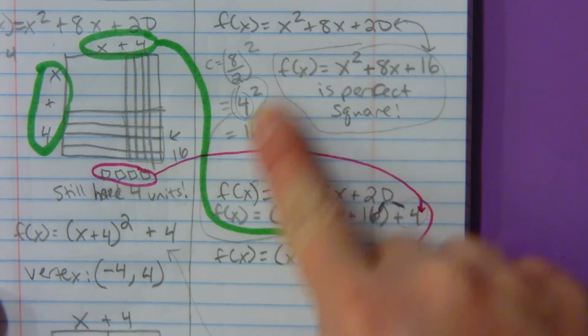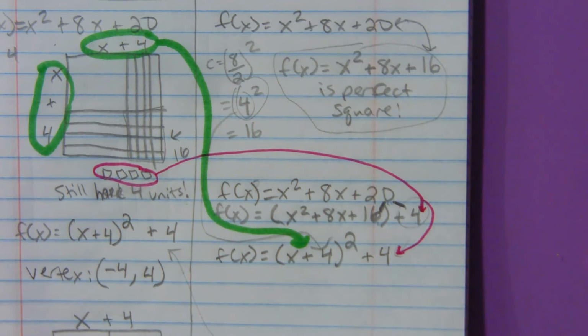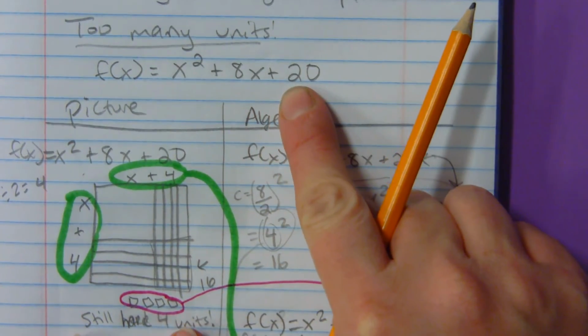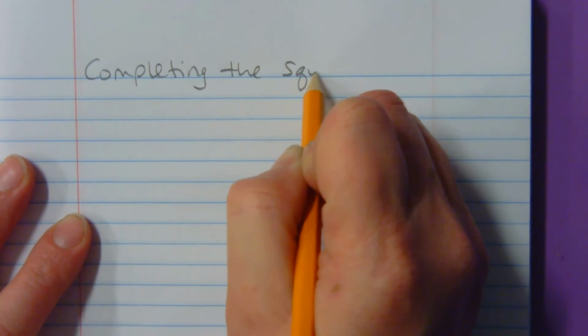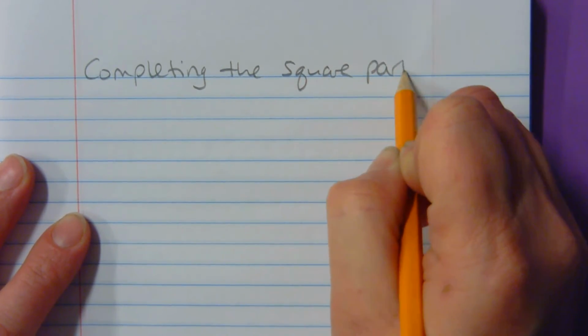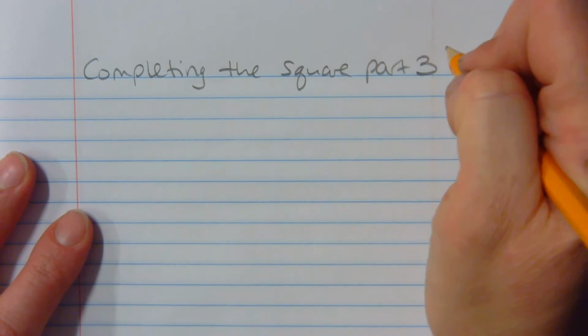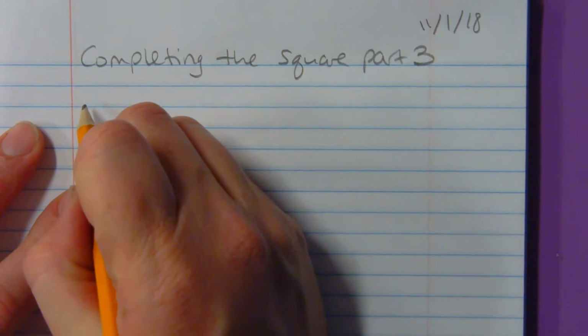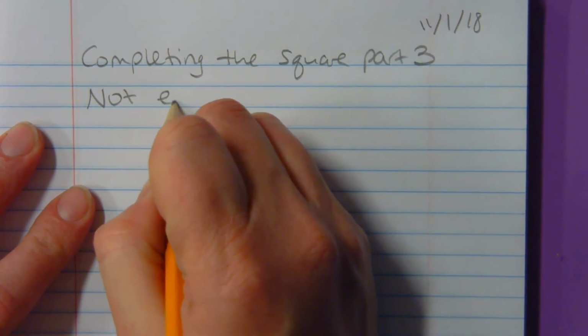So we're going to now look at what do you do when you have too few units left over? So this was too many. Now I'm going to go to not enough, or too few. I'm going to say not enough. That sounds better. So this is part 3, completing the square, part 3. And this is still 11:1:18 for me recording. And so now is when I have not enough units.